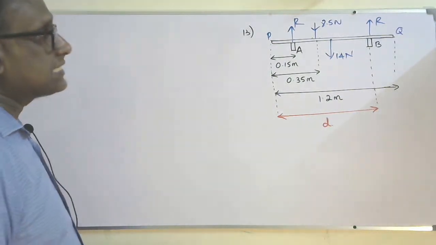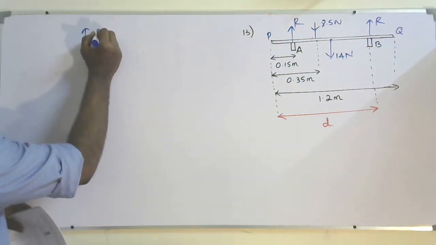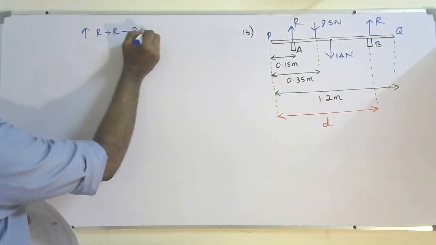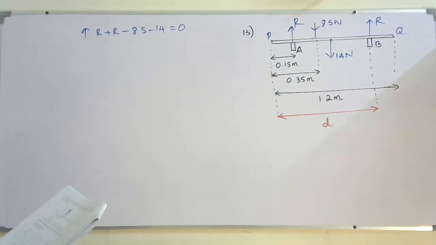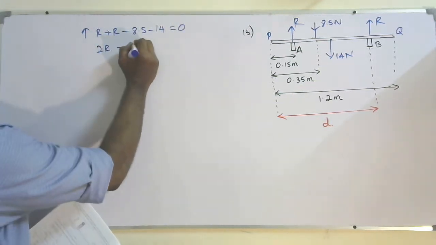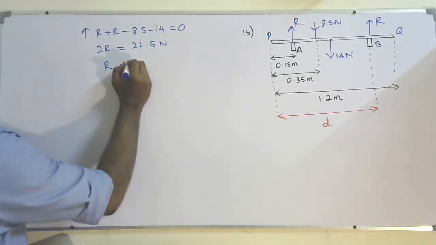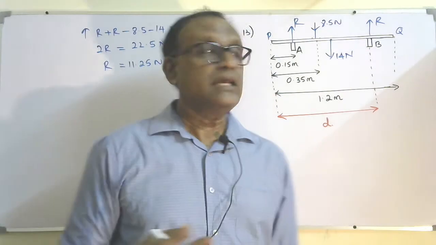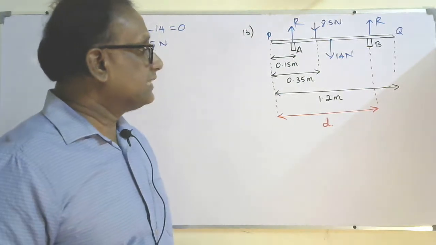Since the system is at rest, if I consider the upward direction, R plus R minus 8.5 minus 14 equals 0. From this I can find the value of R. So 2R is equal to, taking it to the right side, 22.5 Newton. So R will be 11.25 Newton. So I found the normal reaction exerted by A or B, both have the same magnitude. Now I need to find the distance D.